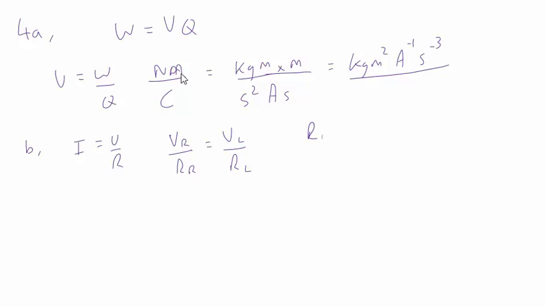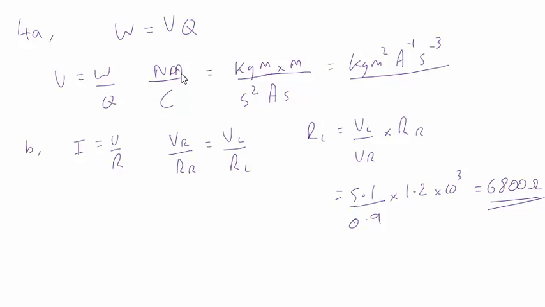Rearranging for the resistance of the LDR, that is then the potential difference of the LDR over the potential difference of the resistor, multiplied by the resistance of the resistor. This is then the 5.1 volts that we're told is across the LDR, over the 0.9 volts, which is what's remaining of the 6 volts across the fixed resistor, times the resistance of the fixed resistor, which is 1.2 × 10³ ohms, and this does come out at 6,800 ohms as required.